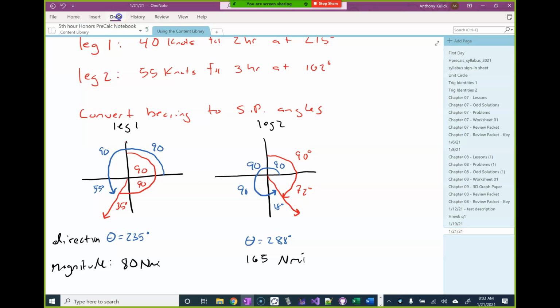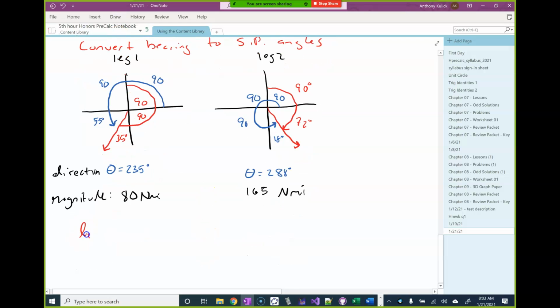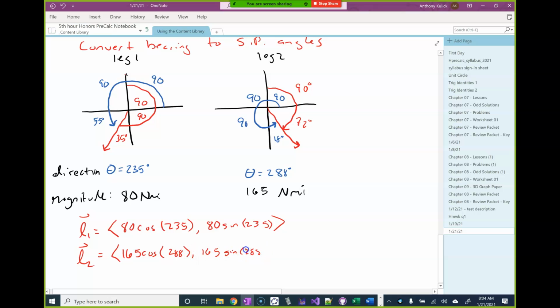And now I'm going to just convert, translate these vectors into component form. So that's 80 times cosine 235 and 80 times sine 235, for the first leg, I'll call that vector L1. And for the second leg, I'm calling that vector L2. That's 165 cosine 288, comma 165 sine 288.